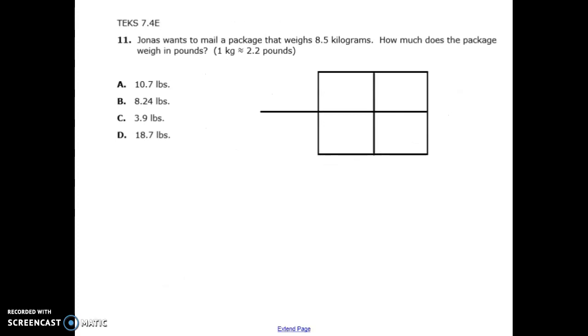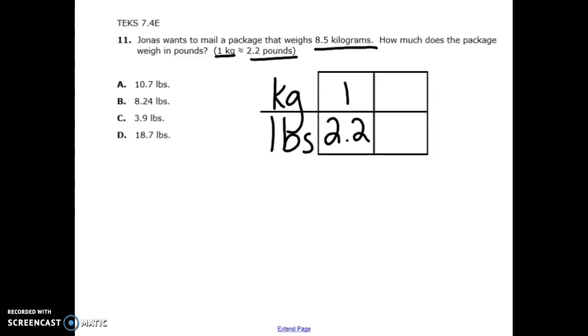Number 11. This is a ratio problem as well. So Jonas wants to mail a package that weighs 8.5 kilograms. How much does the package weigh in pounds? So we are comparing kilograms to pounds. So those are the two things that we're going to label the outside with. Kilograms and pounds. So 1 kilogram is 2 2/10 pounds, but I'm looking for 8.5 kilograms. So again, we have to cross multiply and divide. So 8.5 times 2 2/10.